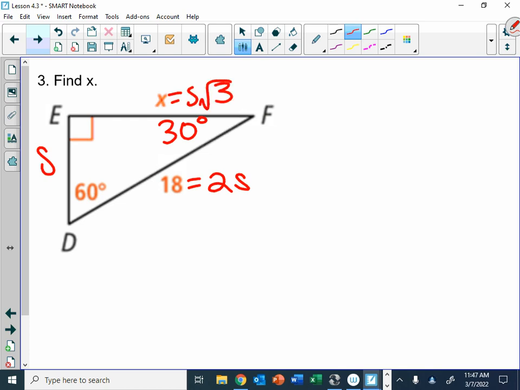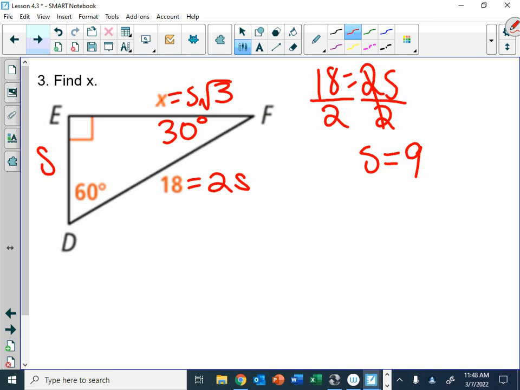I need to find S. So just like we did previously, I know that 18 is 2S. So what does that make S? 18 is 2S, 9. Good. Divide both sides by 2. So S is 9. So what does that mean S square root of 3 is going to be? 9 square root of 3. Just plug in S. Exactly. 9 square root of 3. Very good.